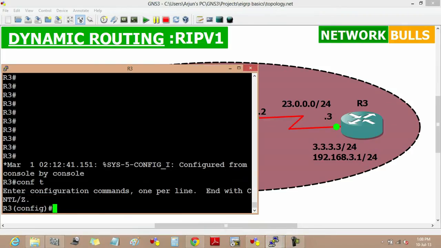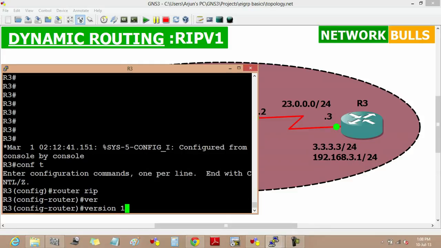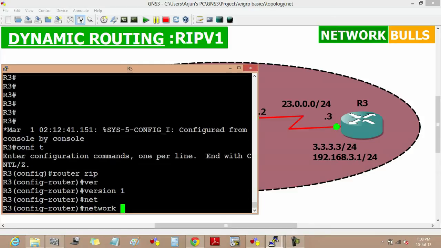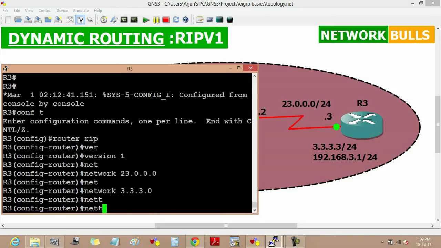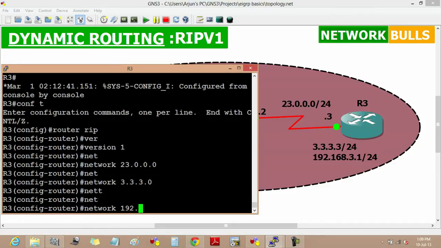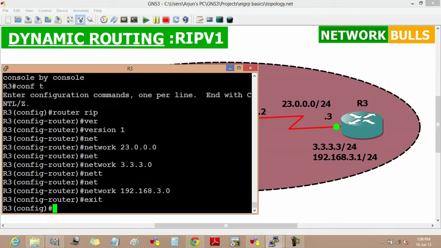Now move to router 3. Moving to the configuration mode, then enable RIP in this router, then its version, then advertise the network. First one is 23.0.0.0, then network 3.3.3.0, which is classless, then network 192.168.3.0, which is classful, then exit. Now RIP is configured in all the routers.